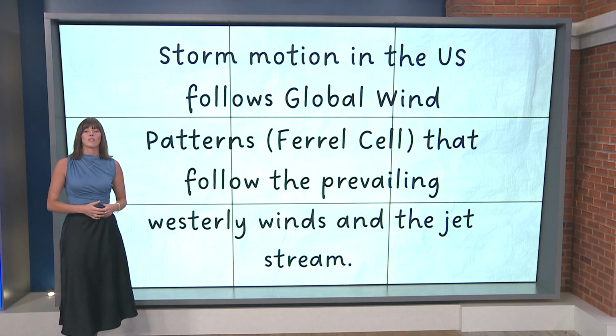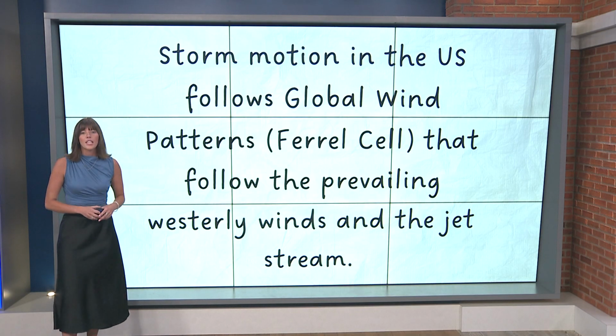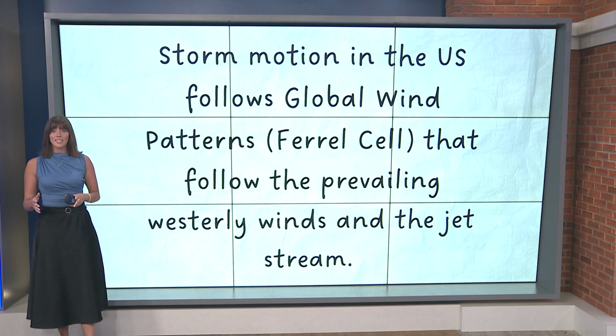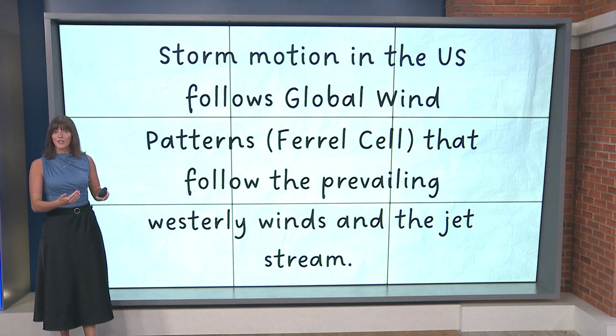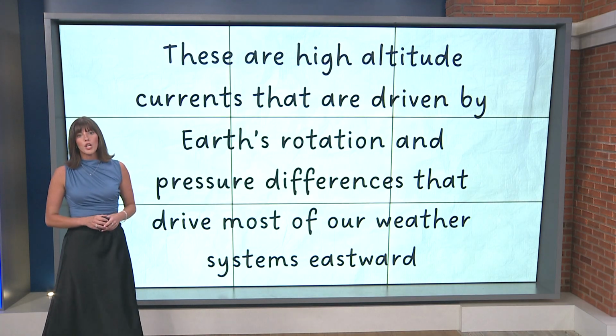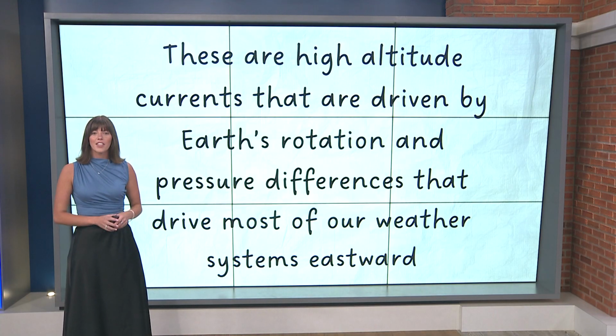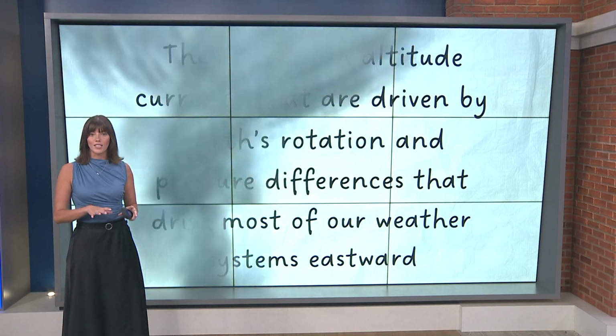So this is what causes most of our daily changes in the weather, that Ferrel cell. The storm motion in the United States follows that global wind pattern, that Ferrel cell, the prevailing westerly winds, and the jet stream. So these are high altitude currents that are driven by Earth's rotation and pressure differences. And they drive most of our surface storms.